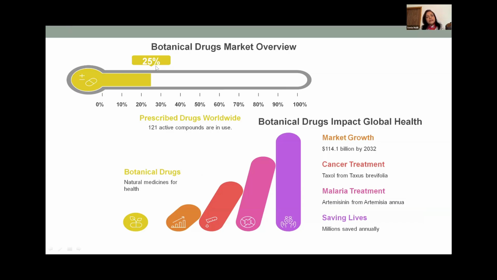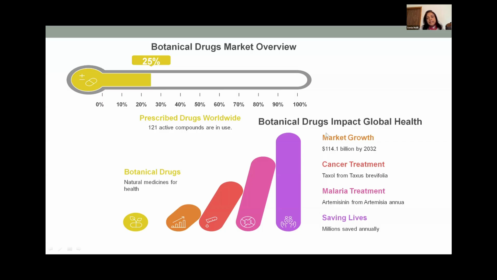we may say that 25% of the drugs of the pharmaceutical companies are still formed from plants. Either they depend wholly on the plants, or part of them, where they use just a part of the compound, or the basic or initial structure or initial components are derived from the plants in the chemical synthesis. And there are 121 active compounds that are very much in use in medicines related to cancer, malaria, and other life-saving drugs.